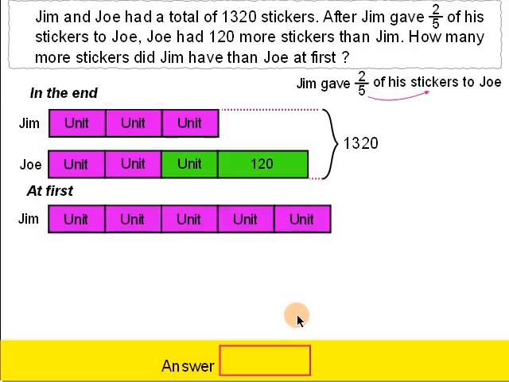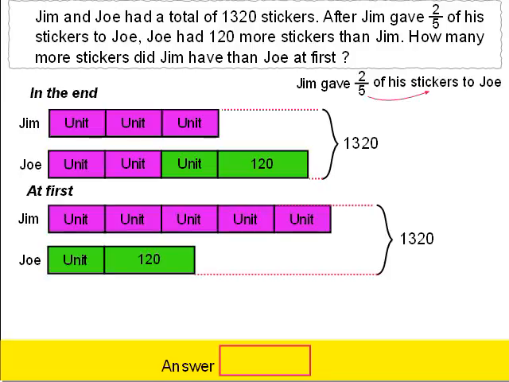So that means when we give back Jim's units of stickers that have been given to Joe at first, we give it back to Jim. So Jim would have 5 units, that is before Jim gave the 2 units away, right? And what about Joe? Joe would have only whatever is in green here, a unit and 120. That is for Joe. And the total is the same, 1,320.